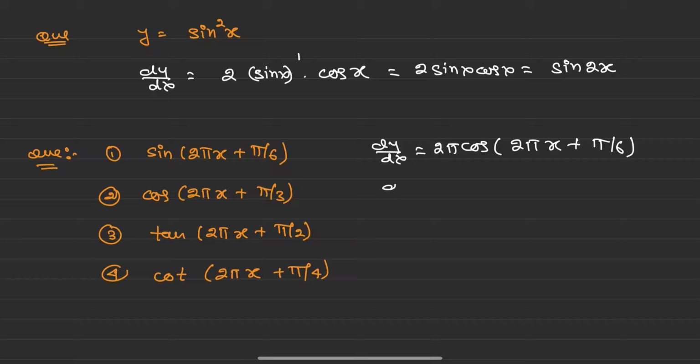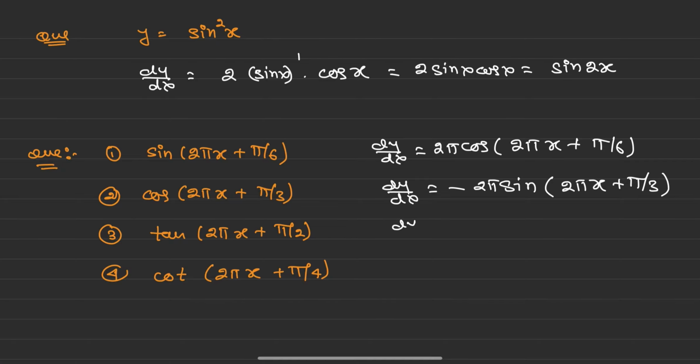Next, in this case you can say, sir, the outer function is cos. Derivative of cos will become minus sine. It will become minus sine of (2 pi x plus pi by 3). Now the derivative of this particular something, which is 2 pi x plus pi by 3, will become 2 pi. So 2 pi will come in the front.